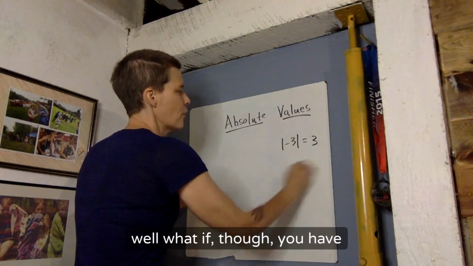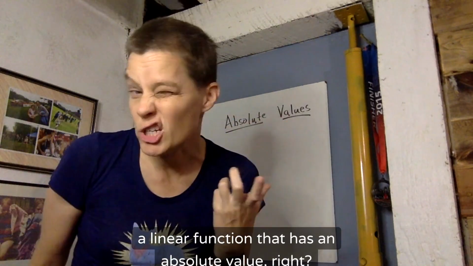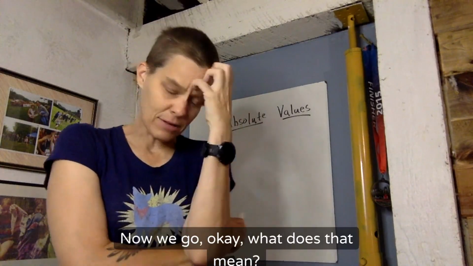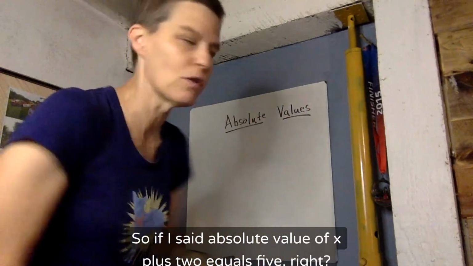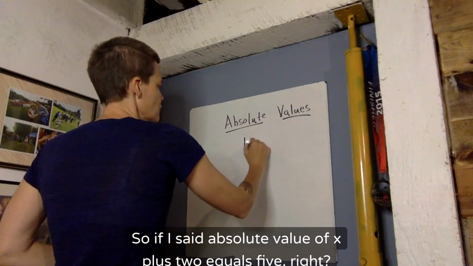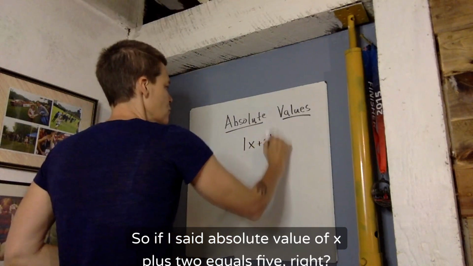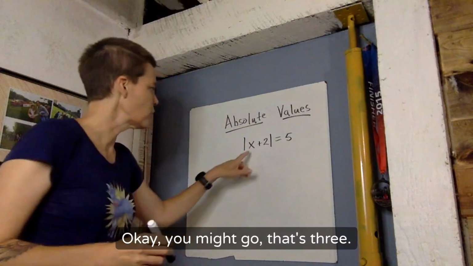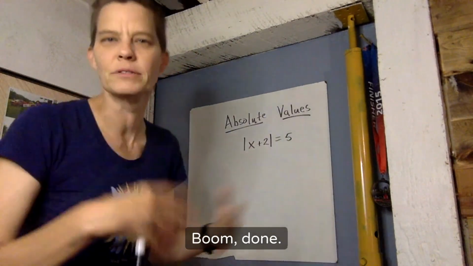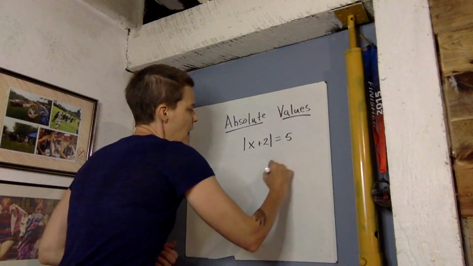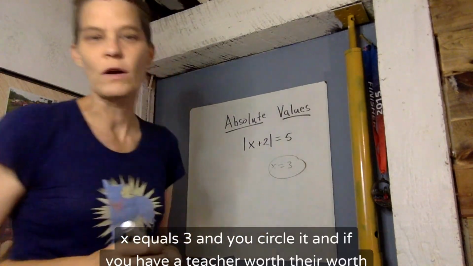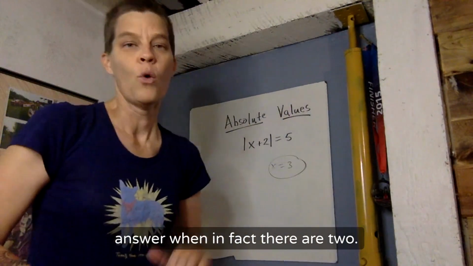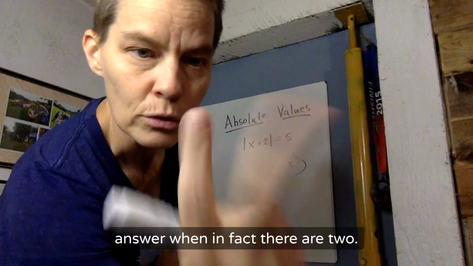Okay, well, what if you have a linear function that has an absolute value, right? Now we go, okay, what does that mean? So if I said the absolute value of x plus 2 equals 5, right? You might go, oh, that's 3. 3 plus 2 is 5. Boom, done. And then you say x equals 3, and you'd circle it. And if you have a teacher worth their salt, they won't give you all the points because you've only come up with one answer, when in fact there are 2.